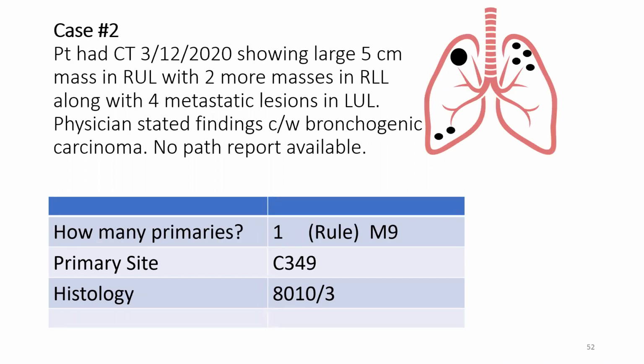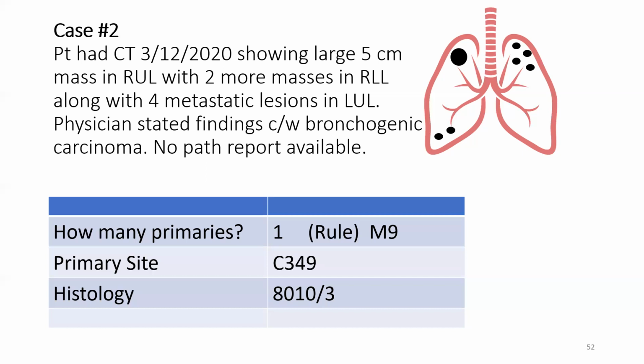Okay, so this case has a 5-centimeter mass in the right upper lobe. We also have more masses in the right lower lobe, and we have lesions in the left upper lobe. So we have multiple tumors. The rules are going to help us decide how many abstracts to complete. So in the multiple tumor header, M3 does not apply.